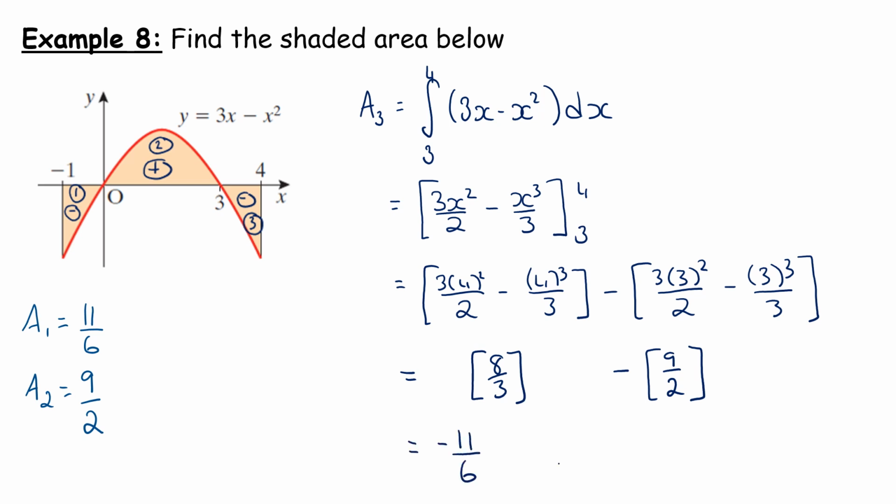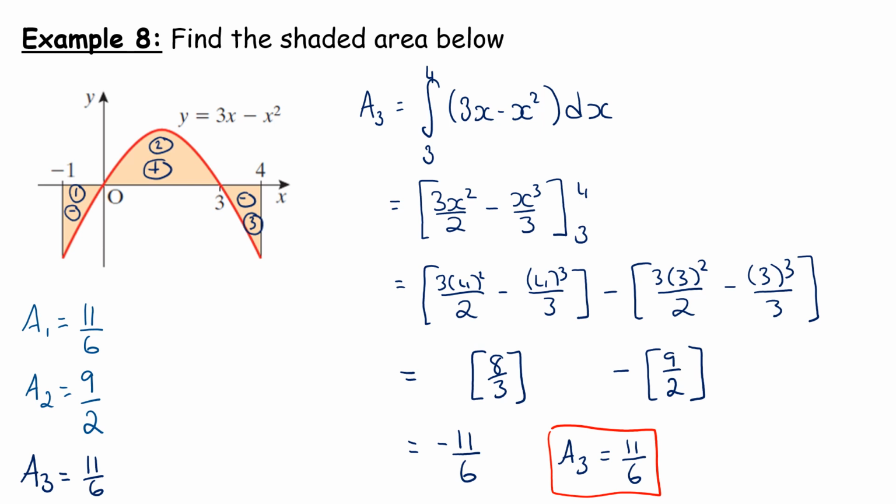But again, we know that the area cannot be negative, so we force that to be a positive 11 over 6. So we have our three pieces of area here. So we have 11 over 6. So actually the area of 1 and 3, they were identical. Could we assume that they're identical?